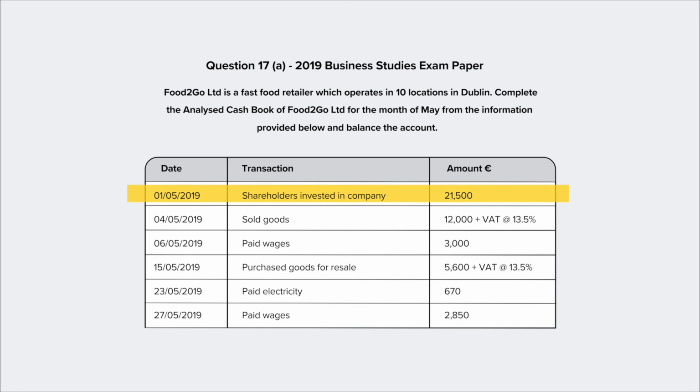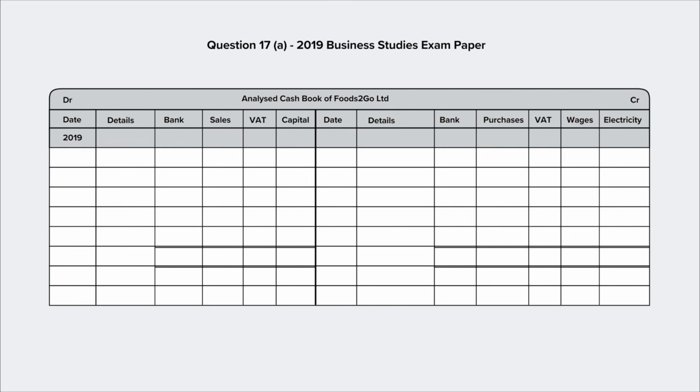So this question is for Food to Go Limited, a fast food retailer which operates in 10 locations in Dublin. Complete the Analysed Cashbook of Food to Go Limited for the month of May from the information provided below and balance the account. There's quite a bit of information given to us here, but we'll just break it down step by step. I've highlighted the first one, which was on the 1st of May, where shareholders invested 21,500 in the company. We'll jump back to our cashbook now and make note of this transaction.